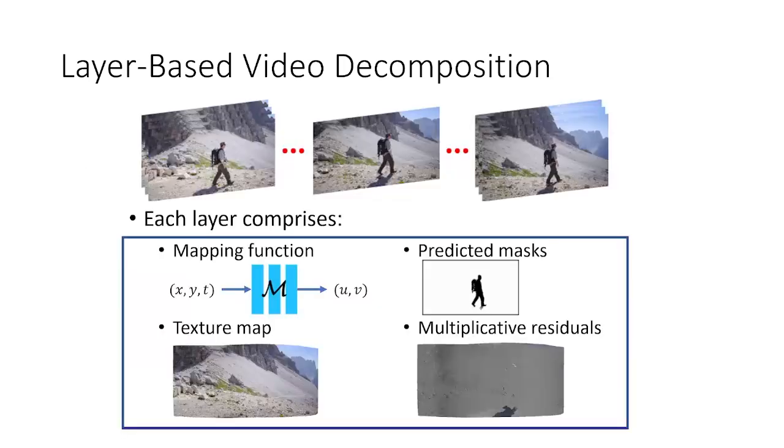Each layer consists of several components, including a mapping function that translates the spatial temporal coordinates (xyt) into texture coordinates (uv), a predicted mask for each time frame, an extracted texture of the object, and multiplicative residuals that capture variation in lighting conditions over time.